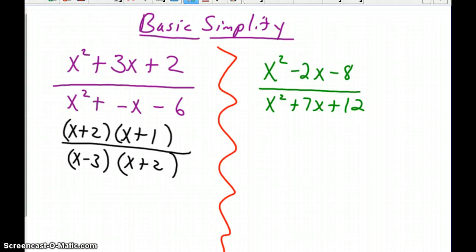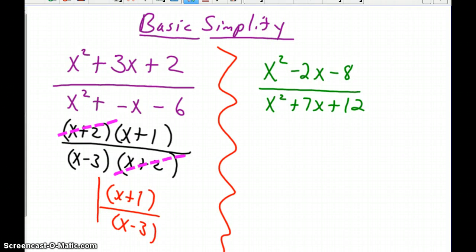Okay, now listen carefully. Now you say to yourself, is there one part that is exactly the same as another part? The x plus 2s are exactly the same. So what you do is this. If this and this are exactly the same, you can cancel them out like this. Okay, they cancel, right? Now, the answer is what's left over? x plus 1 over x minus 3 is right. And there's your answer right there.